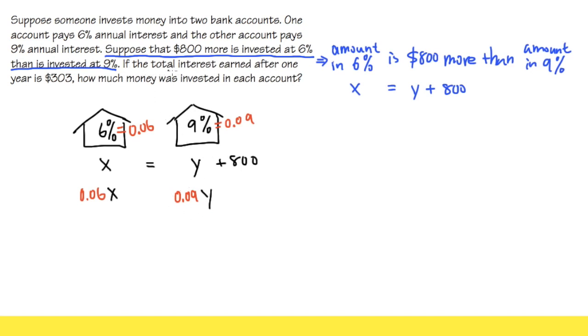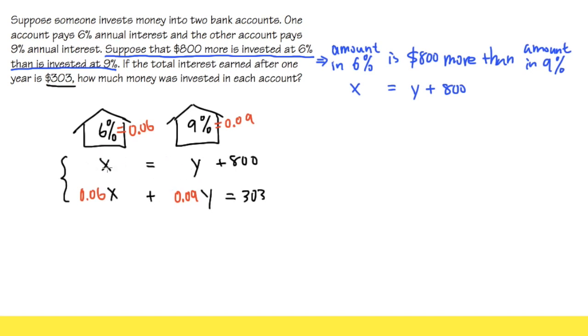Altogether, it says the total interest earned after 1 year is $303. That means the amount I earn right here plus the amount I earn right here altogether will give us $303. This is the beauty of investment. You just have to put aside your money and your money will make more money for you. And this is the system of equations that we can use to solve for X and Y. And this is how I would suggest you guys to do it.